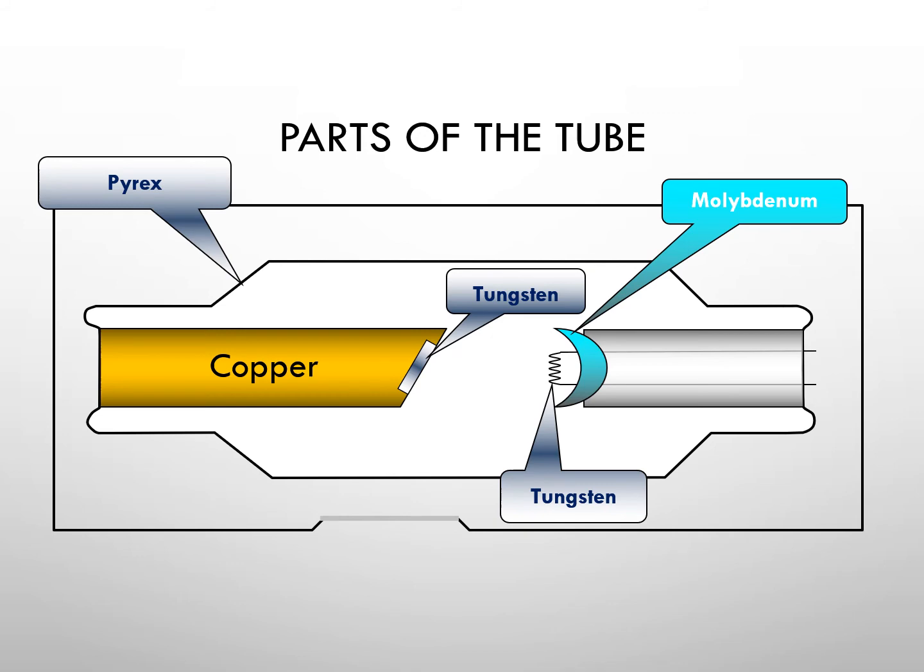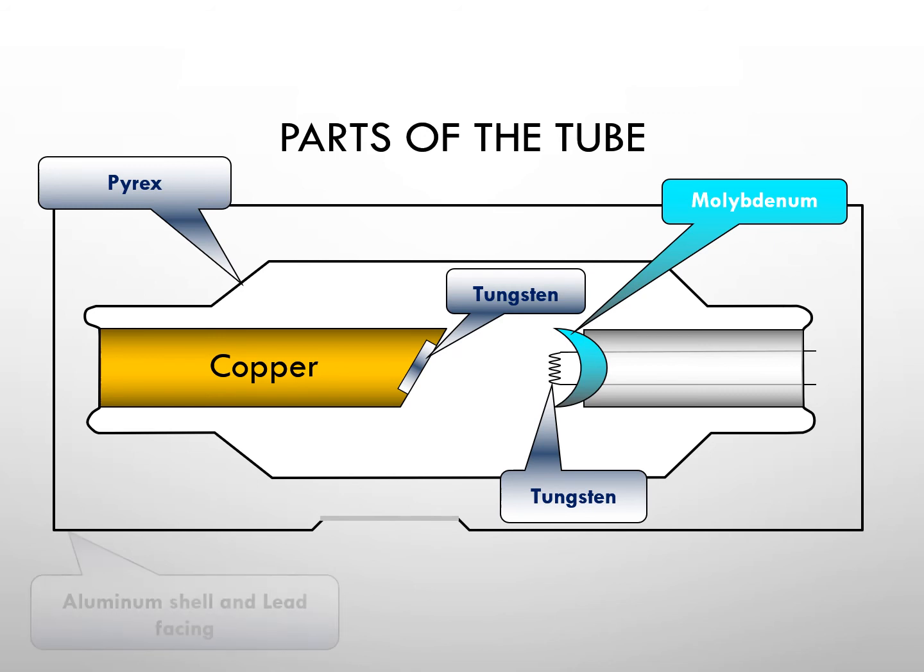The tube envelope is made from a special heat-resistant glass called Pyrex. This glass can stay rigid at high temperatures and resist the flow of electrons through its surface. The only path available to the electrons is to flow across the gap between the cathode and the anode.